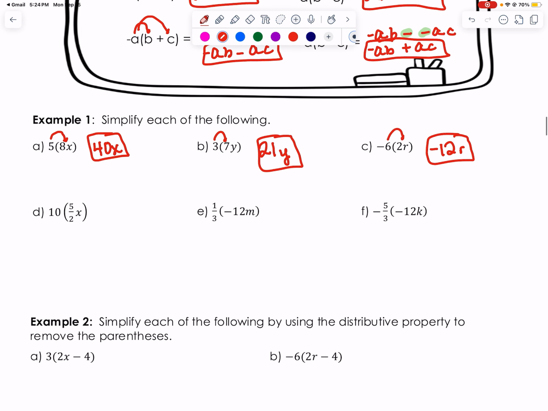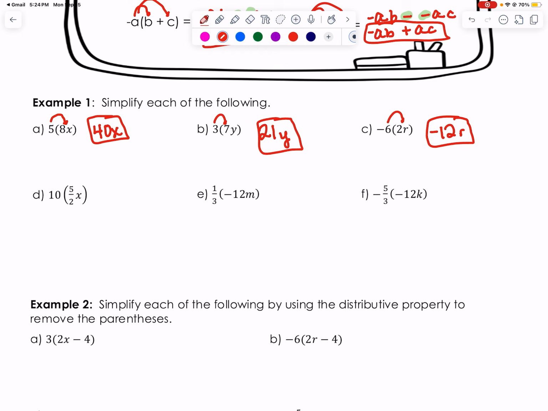All right, in problem D, we have 10 times 5 over 2x. Now I can cross cancel this. 2 would go into 10 5 times, and 5 times 5x would give me 25x. Problem E, 1/3 times negative 12m. 3 would go into negative 12 negative 4 times, and 1 times negative 4m would be negative 4m.